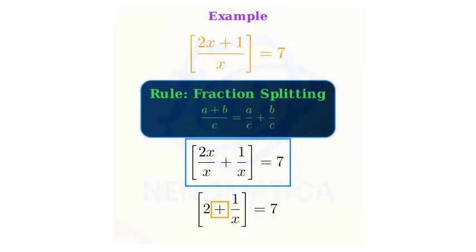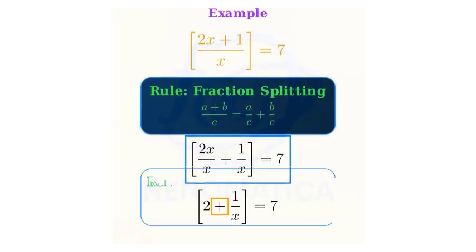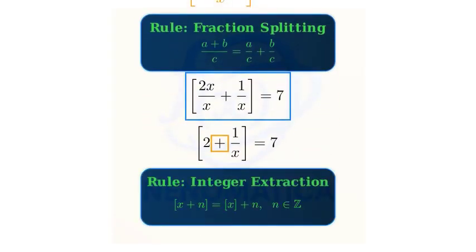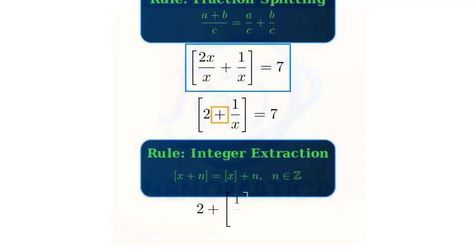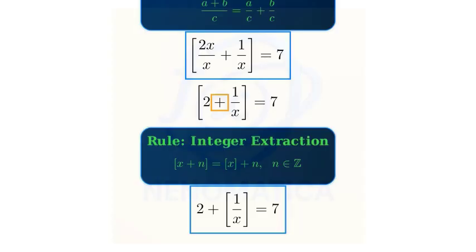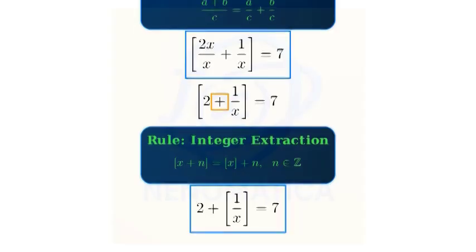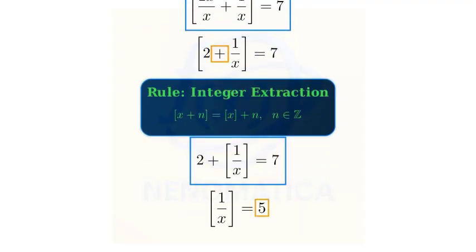Step 3. Use the property of the floor function that allows taking an integer out of the brackets. The rule is floor of x plus n equals floor of x plus n for any integer n. Applying this, 2 plus floor of 1 over x equals 7. Step 4. Isolate the floor expression by subtracting 2 from both sides. We get floor of 1 over x equals 5.